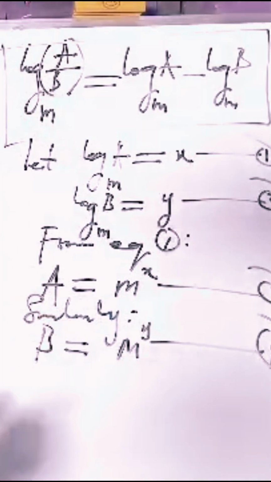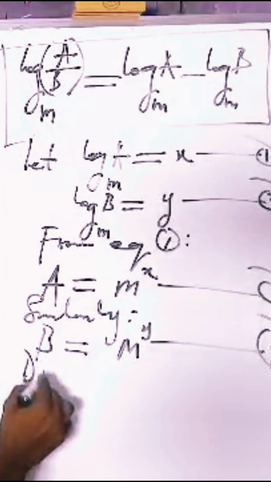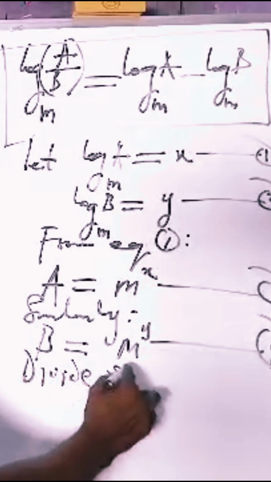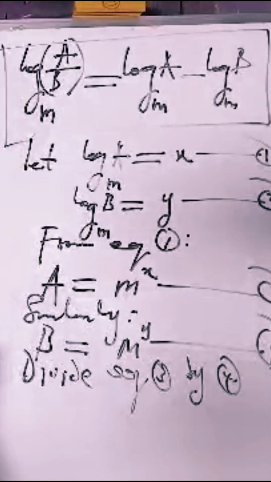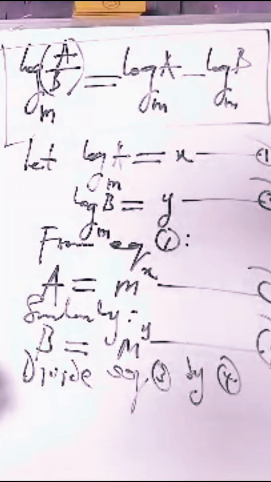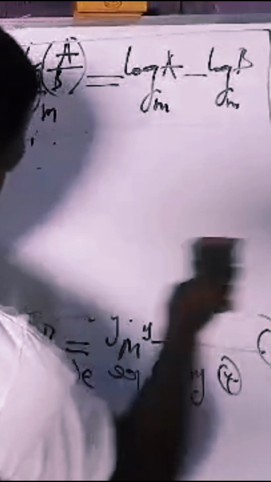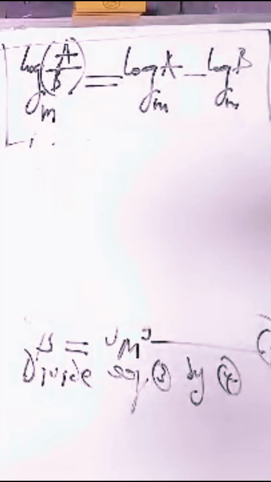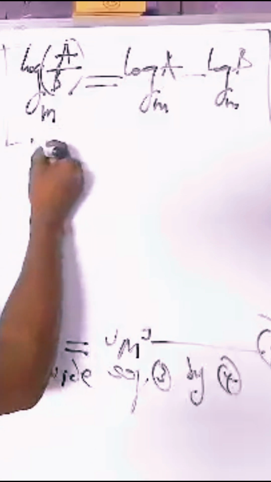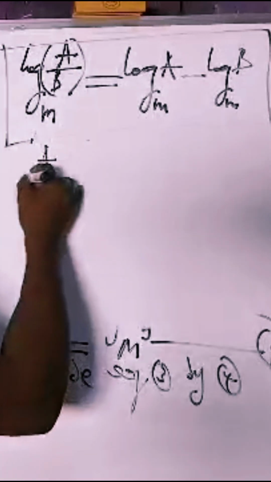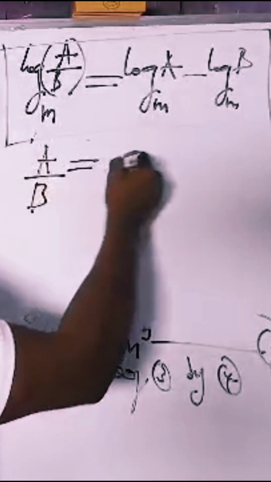In other words, divide equation 3 by equation 4. When we do that, we're going to be obtaining the... okay, let me take it to the top so that you can see it distinctly. Divide equation 3 by equation 4. What does that imply? It means that we have a over b.